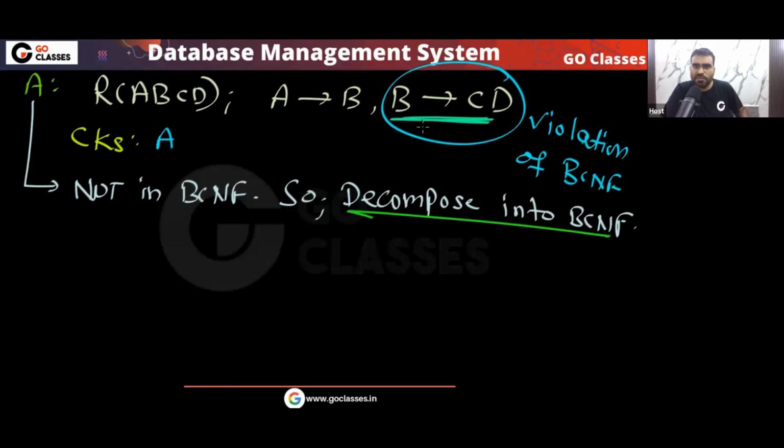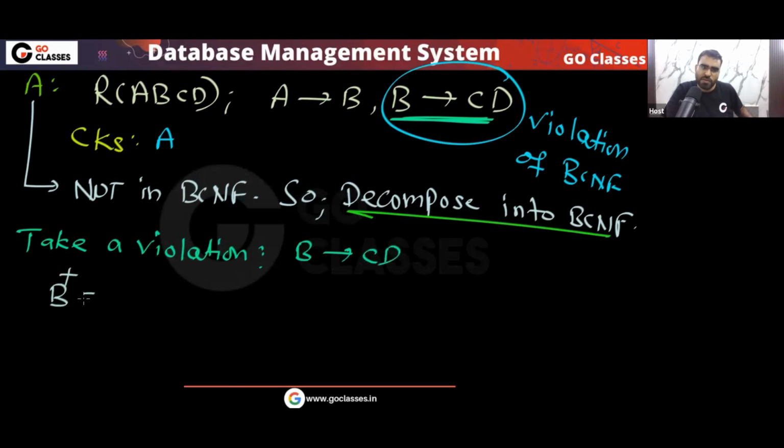So this is the violation we found. Take the violation B determining CD. Now you will find B plus. B plus will be BCD.